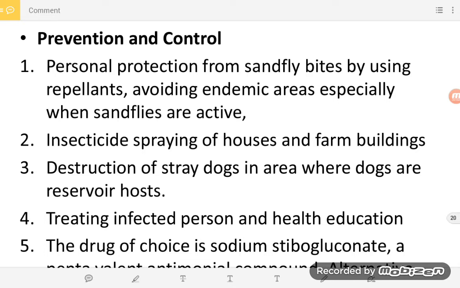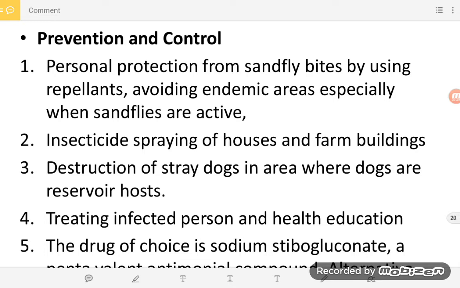Insecticide spraying of houses and farm buildings: we have to use insecticide spray in the houses and farm buildings, so then only can they prevent the sandflies, the in-house sandflies. Then destruction of stray dogs in areas where dogs are reservoir hosts.